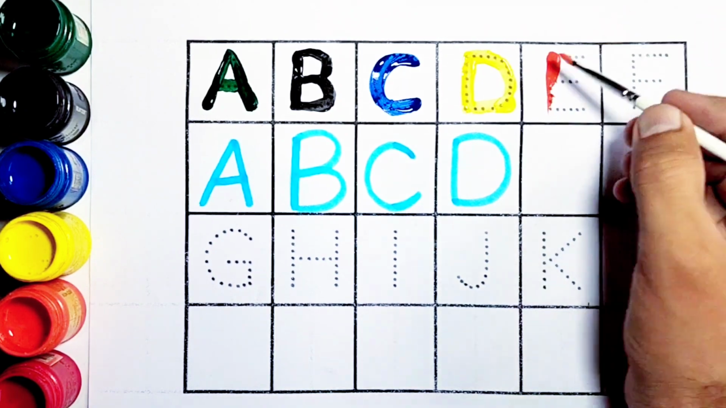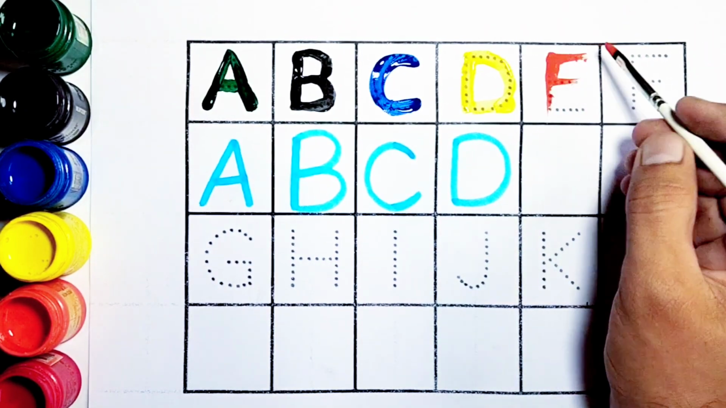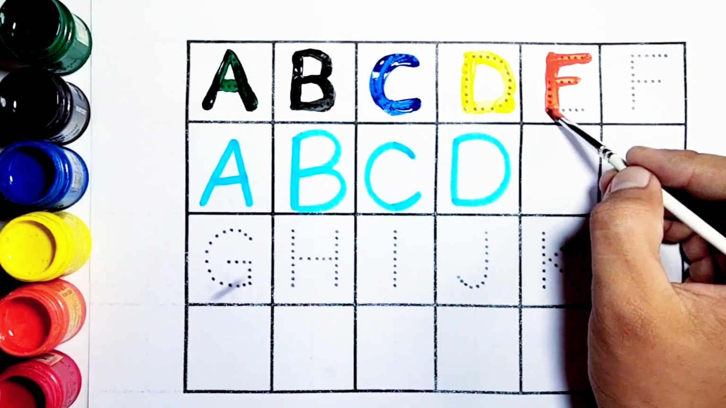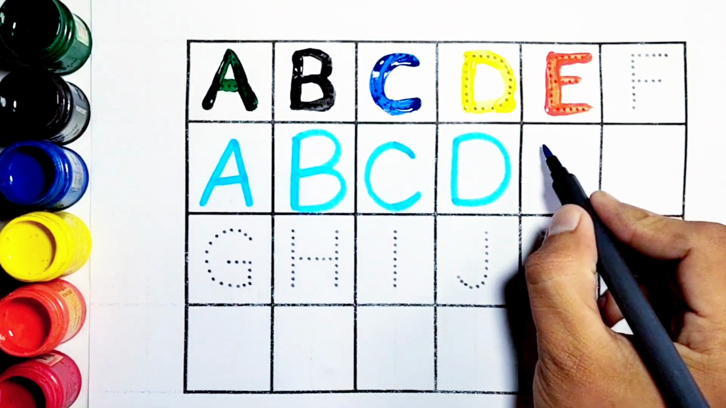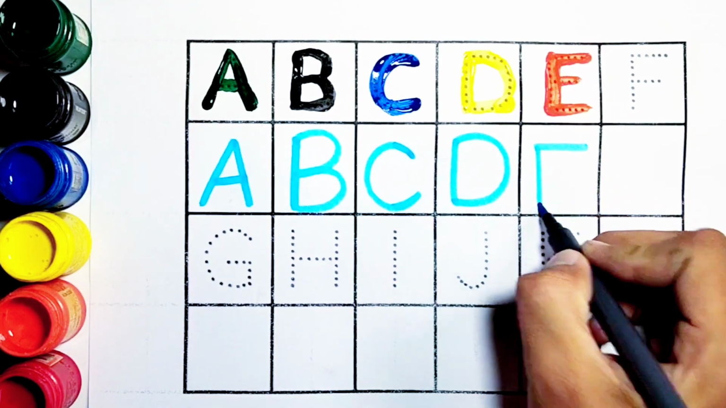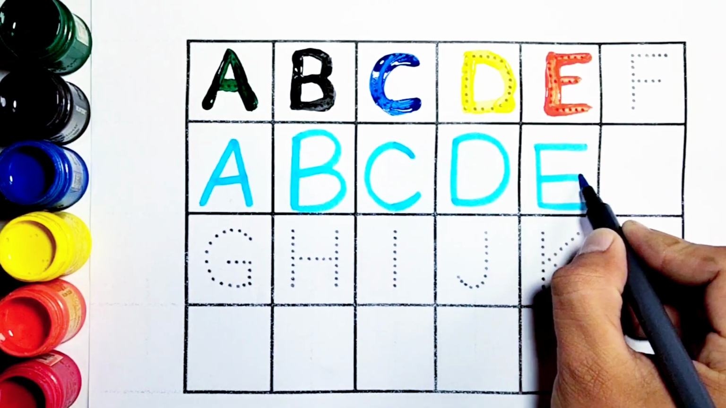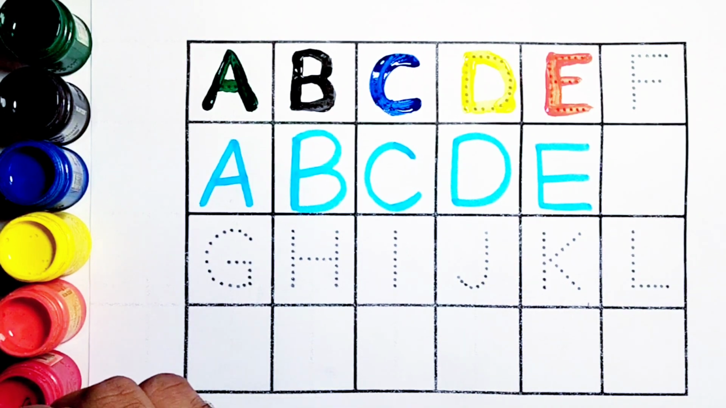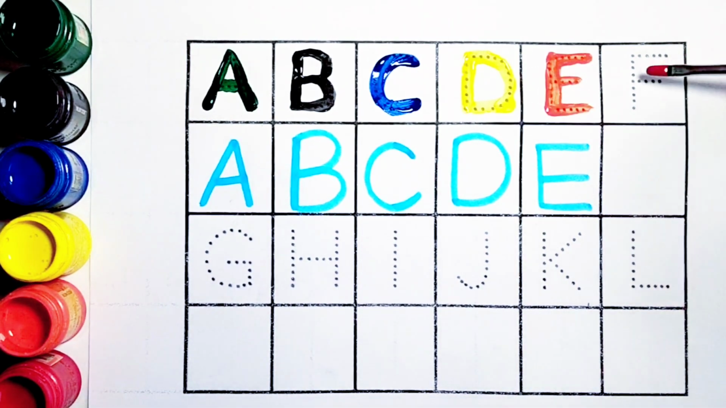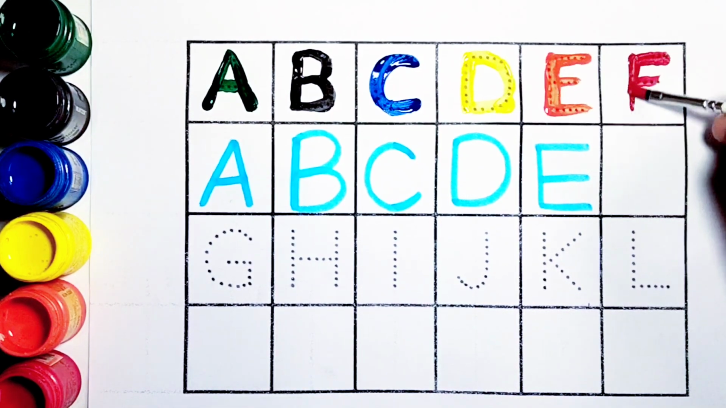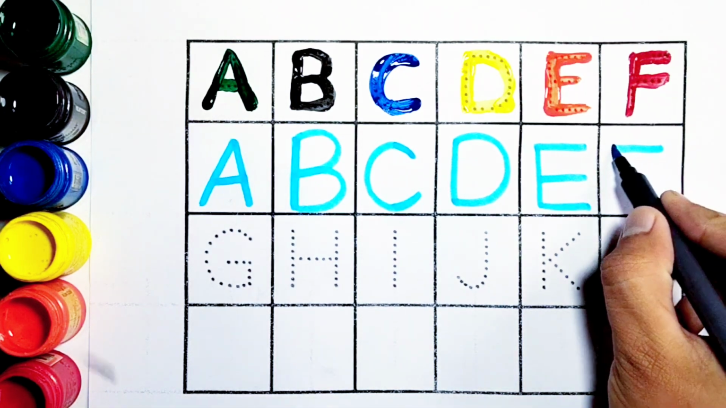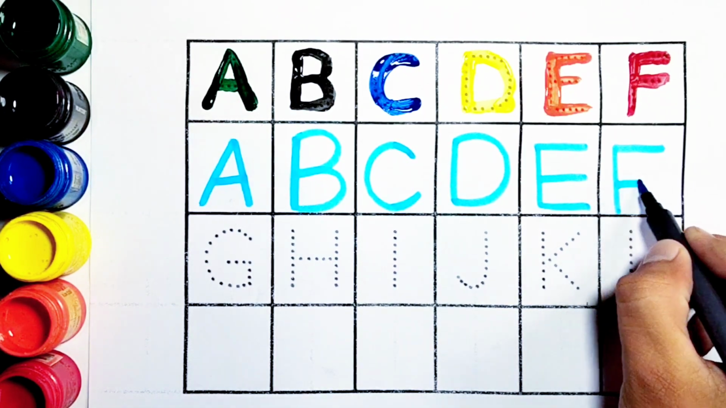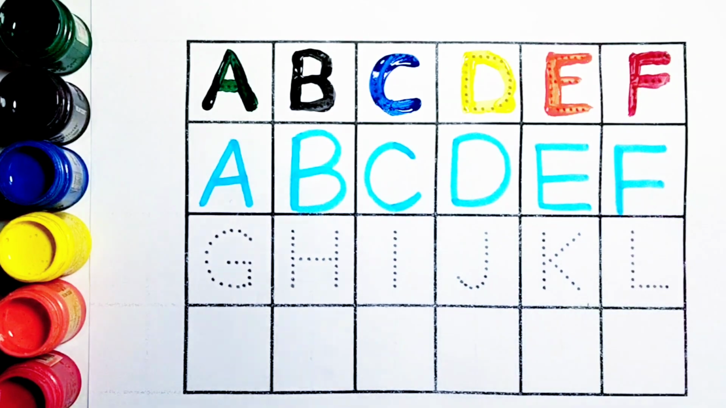ये है E for egg. ये है E for elephant. ये है F for fan. ये है F for frog.